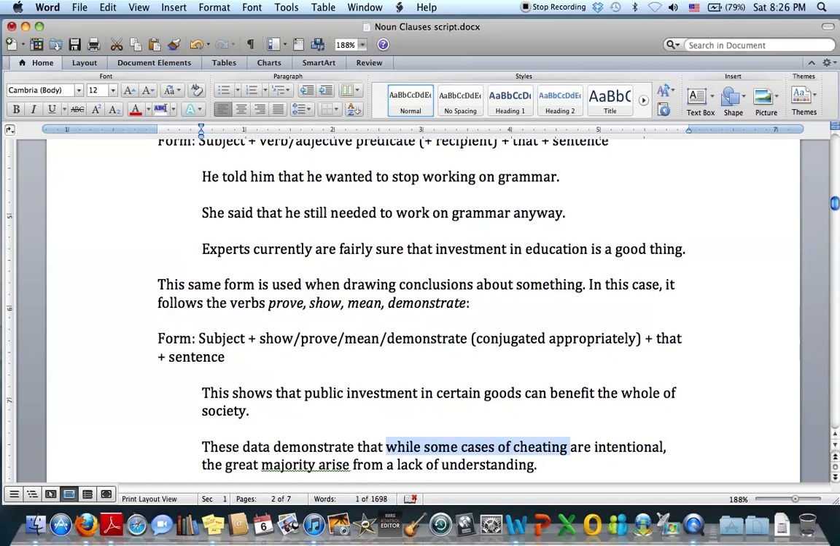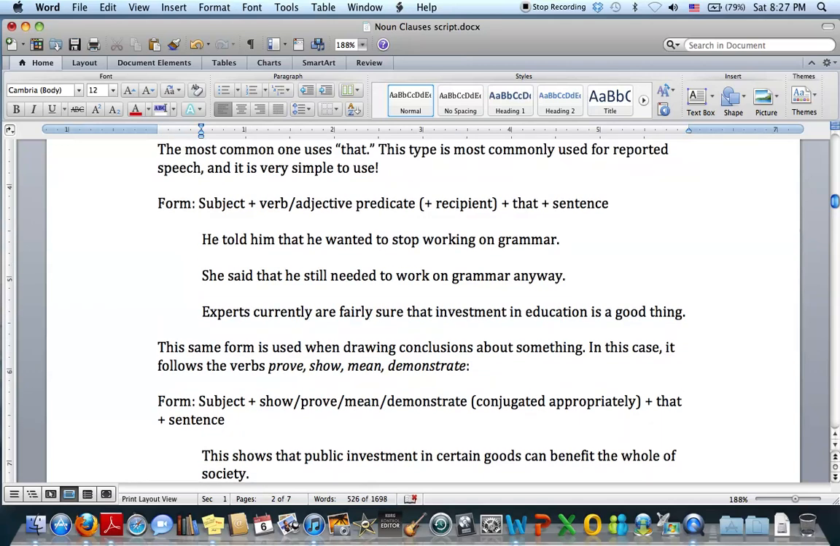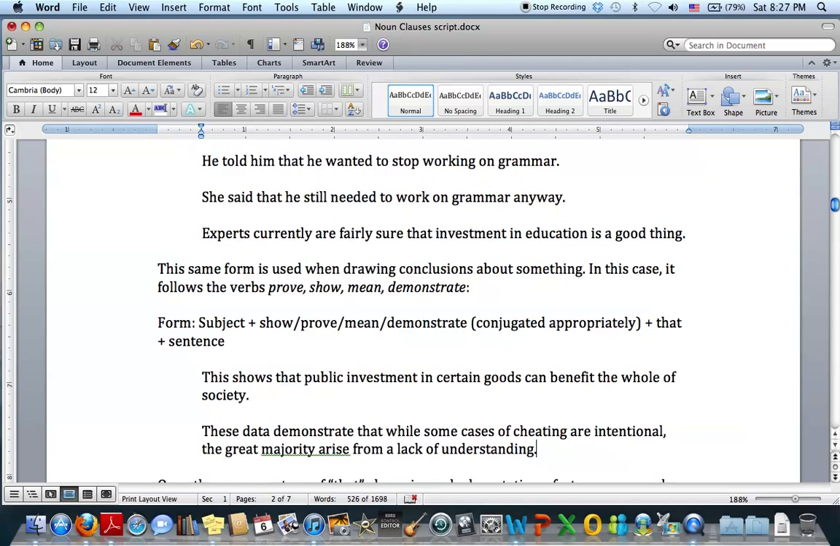Now, this is interesting right here, we actually have a complex sentence. It starts off with while, right? We've got while some cases of cheating are intentional, the great majority arise from a lack of understanding. Boom. So here we have a subordinate clause in the beginning. And right here we have the main clause. All right. So basically, it's just like what we were looking at before. You know, we have a subject, verb, that, plus a sentence. The only difference here is this. We have a subject here plus a specific verb. It's going to be one of these 4, show, prove, mean, or demonstrate. We're not going to use an adjective typically here. It's not going to be an adjective predicate like what we saw up here, right? Okay, so we've got those. That's basically what we need to know. There's one more way that we can use a that, though, and it really involves this adjective predicate idea.